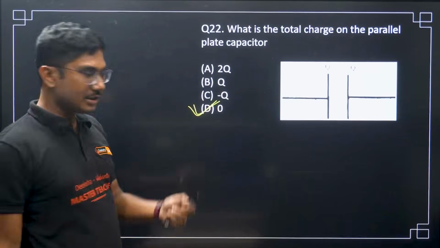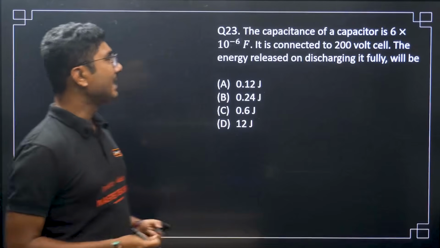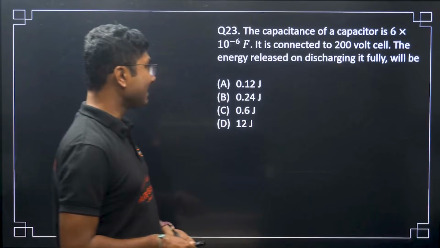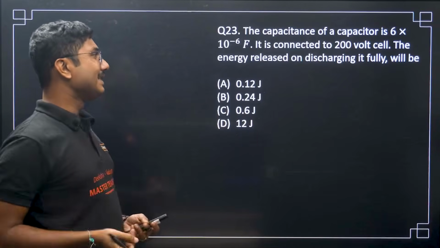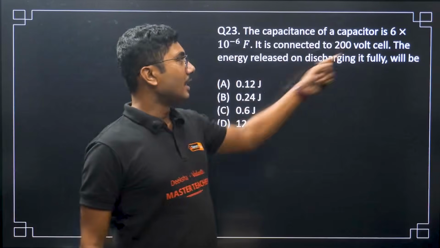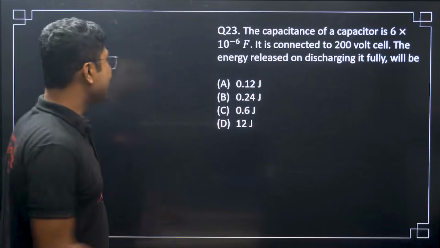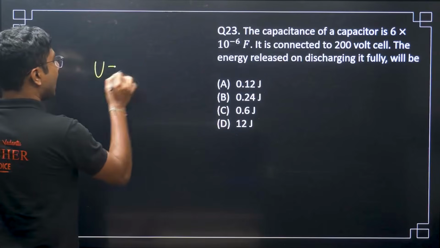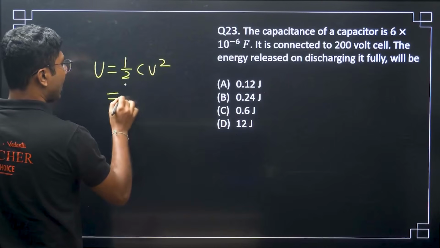Total charge is 0. The capacitance of a capacitor is 6 into 10 to the power of minus 6 farad. It is connected to a 200 volt cell. The energy released on discharging it fully will be. So the voltage is 200 volt, capacitance is given. What is the energy stored? Energy is basically half CV square. So just put the value.